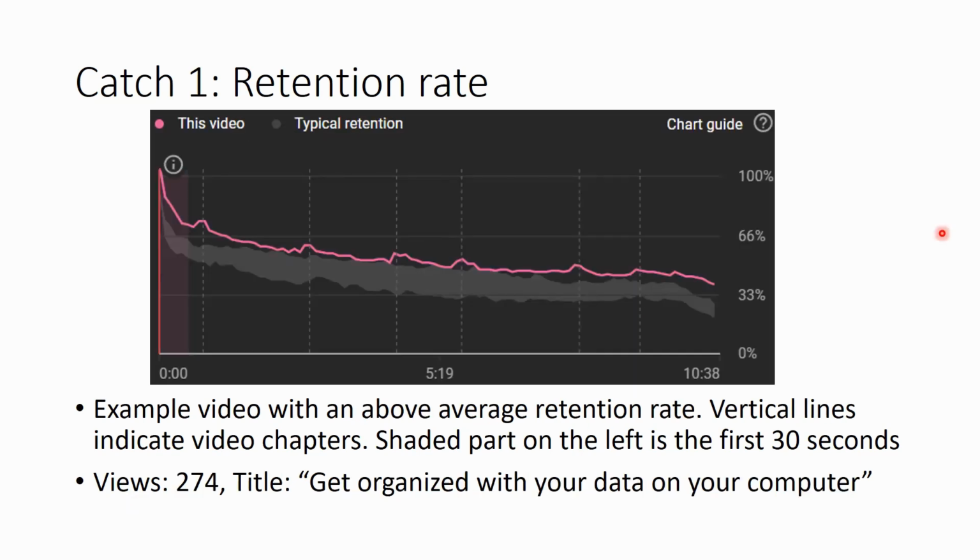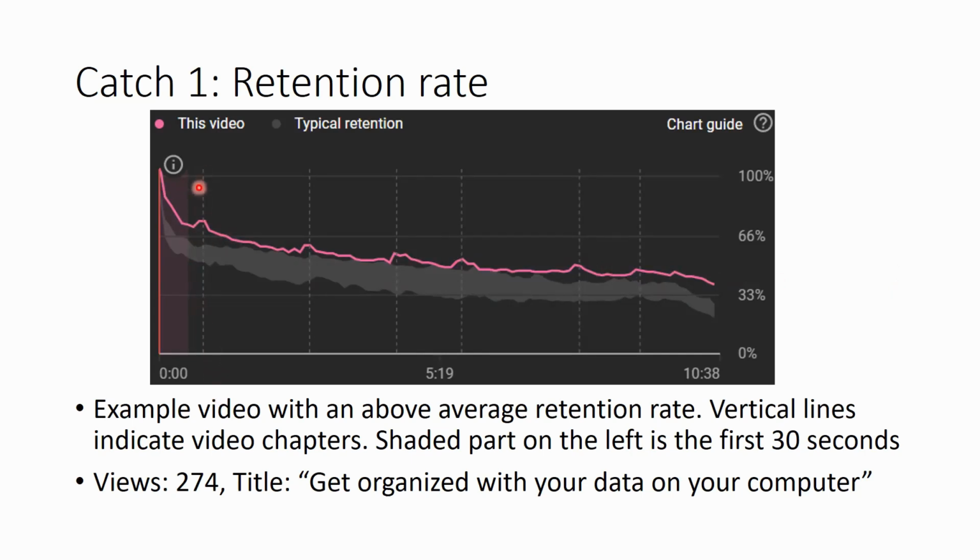Of course, the retention rate is very dependent on the content of the video, unsurprisingly. So this is an example of a video with a higher than average retention rate. You see more or less the same typical retention, and this video is higher than that. Again, the same behavior at the very beginning, people clicking away, finding out that this is not what they looked for, but here I have quite a nice and stable retention rate.